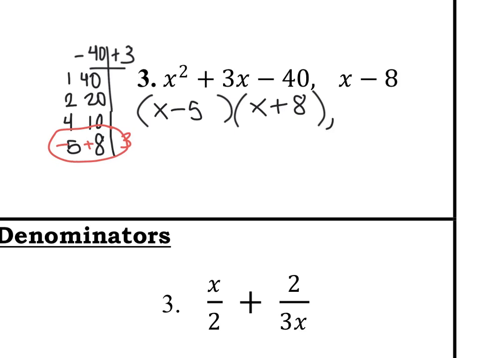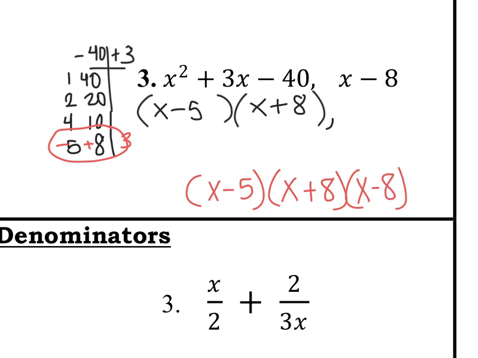So what are all of my different terms? Well, I have an x plus 5, I have an x plus 8, and I have an x minus 5. So my least common multiple would be all three of them next to each other. Now that won't really make a lot of sense until we actually start adding and subtracting the rational expressions, but I wanted us to at least see how we find the least common multiple.